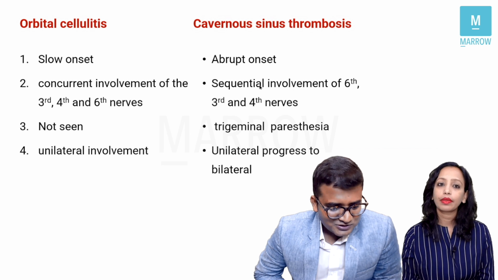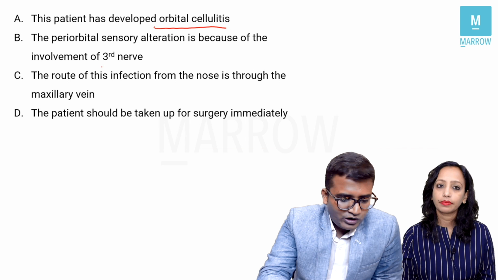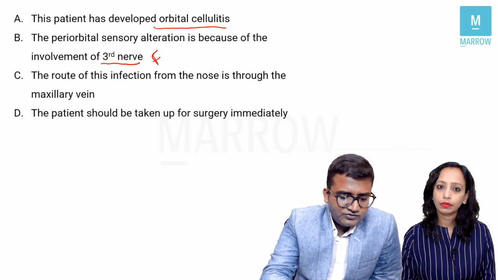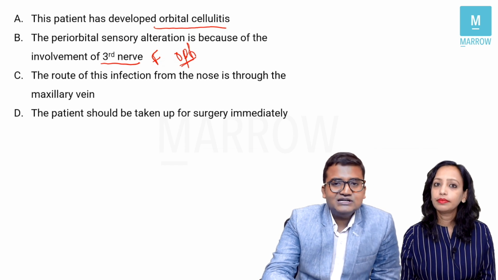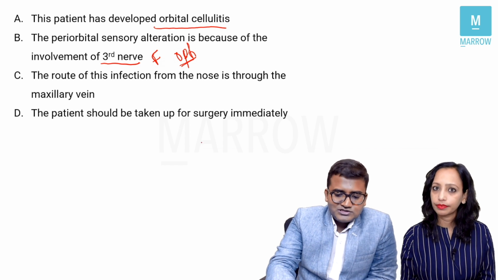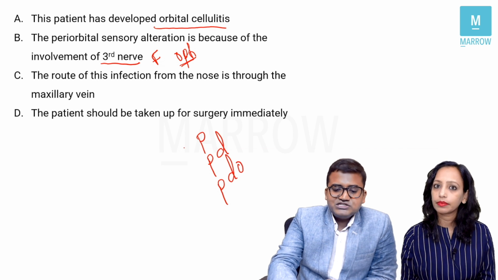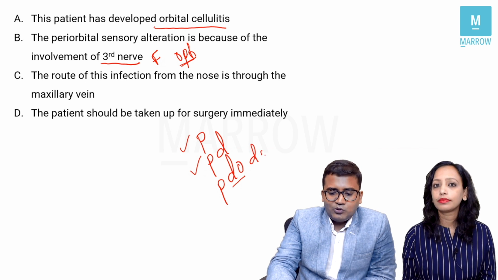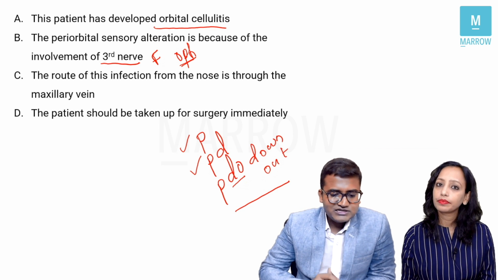Yeah, ma'am. Thanks. So now see option B. The periorbital sensory alteration is because of involvement of the third nerve. No, that is false. This is because of the involvement of which nerve? Yes, very good. Ophthalmic nerve. Now, in the case of third nerve involvement, I told you already, it will have three features. What are those? Please remember the mnemonic: P, PD, and PDO. The patient will have ptosis, pupillary dilatation, and the eyeball will be down and out. I hope you remember this mnemonic. So, option B is false.